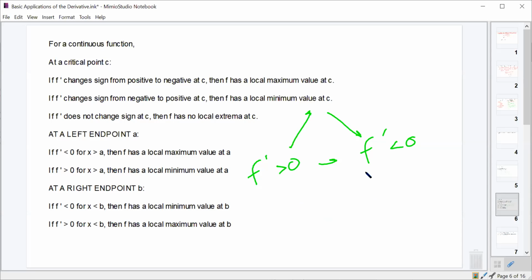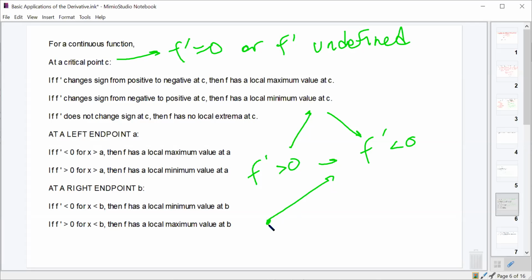We can't just assume that a place where we have a critical value, and remember that a critical value is a place where f prime is equal to 0 or f prime is undefined, is a local max or a local min there. We have to check for a sign change in the derivative. And the same rules apply at an endpoint. If we increase from an endpoint, then this endpoint is a local min. And if we decrease from an endpoint, this is a local max. Same thing on the other sides. For a right endpoint, you can do the same thing.